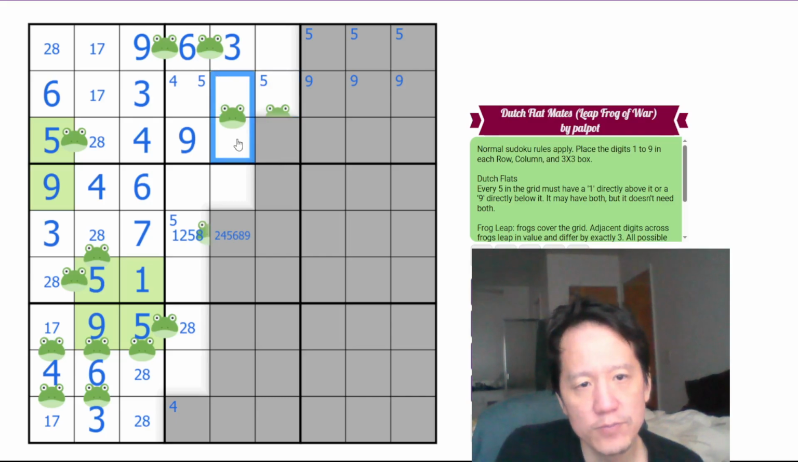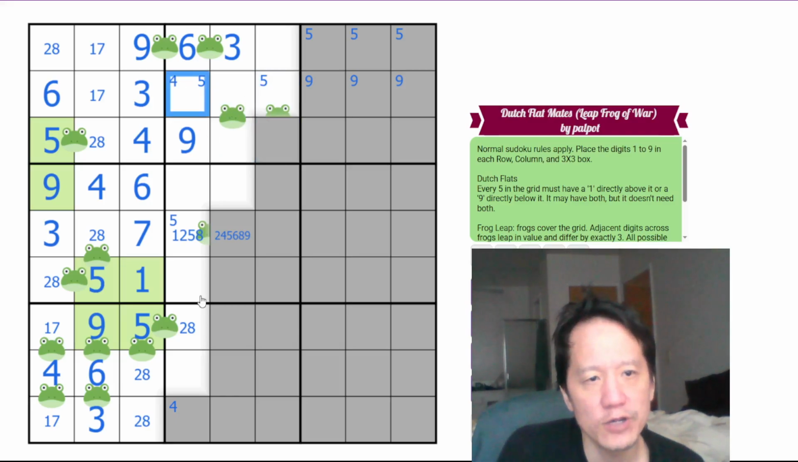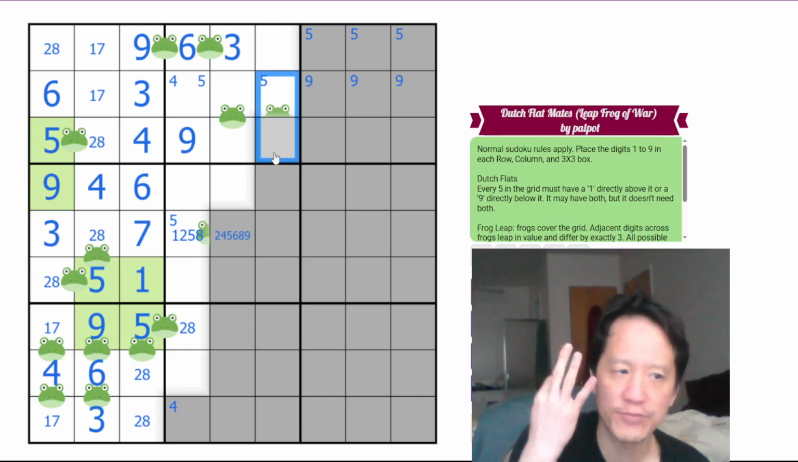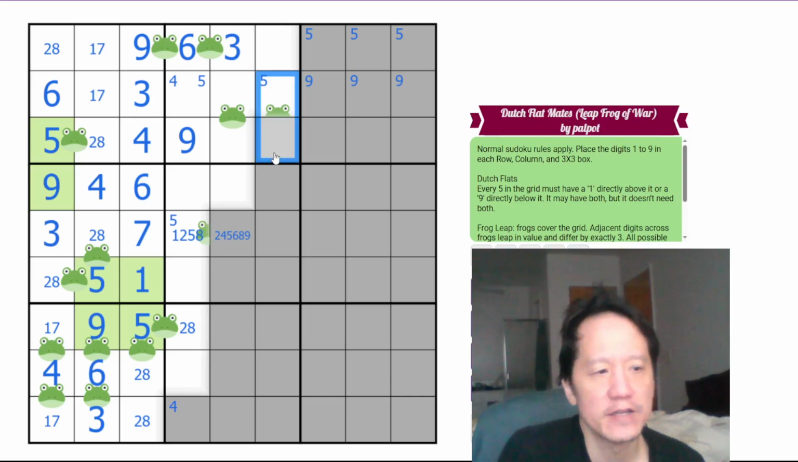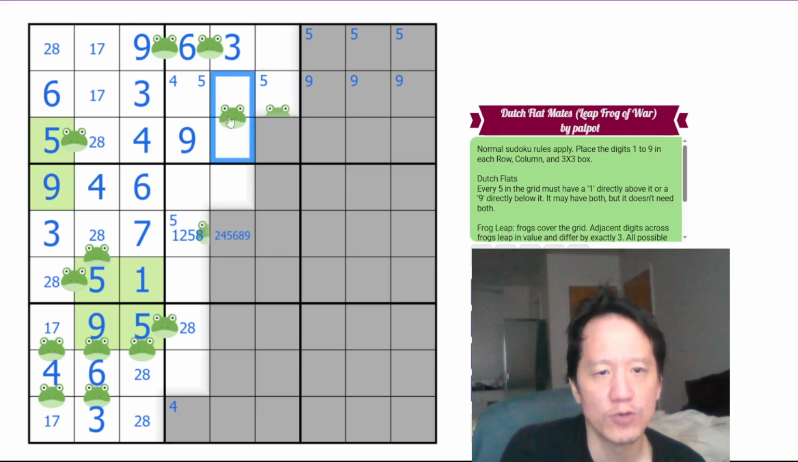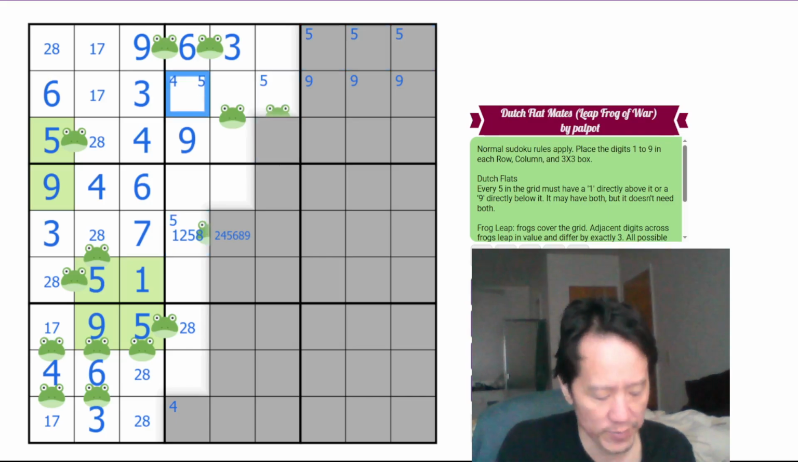The problem with having 2 pairs here is, if 5 were here, what would the frog combinations be? You could have 4 with 1 or 7, but 2 and 8 are not 3 away from each other. And you already have 3, 6, and 9 accounted for. If you had 1, 4, the 4 and 7 would have to be together. So one of these would have to be 4, and then this would be 7, but then that wouldn't make this frog correct. So this can never be 5.